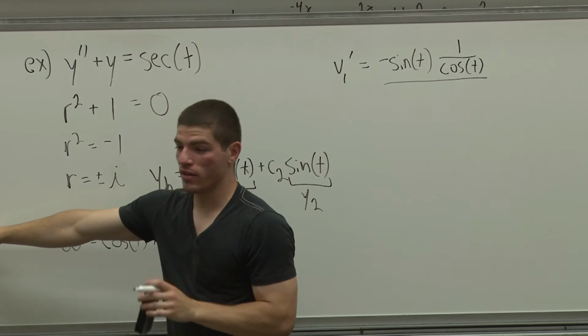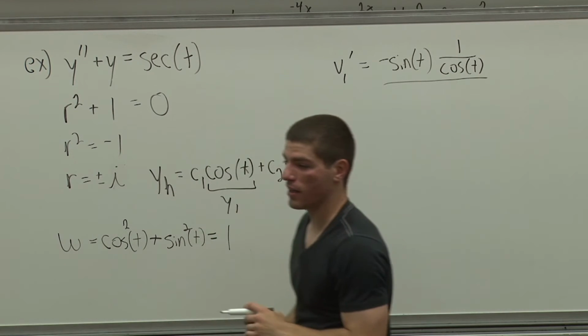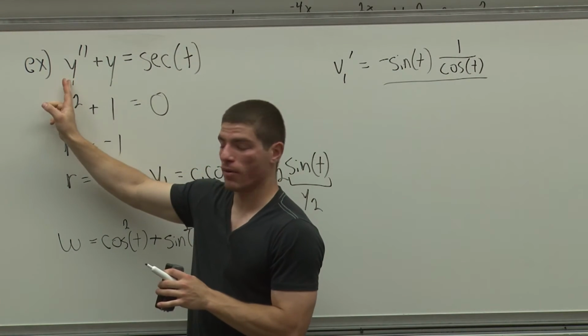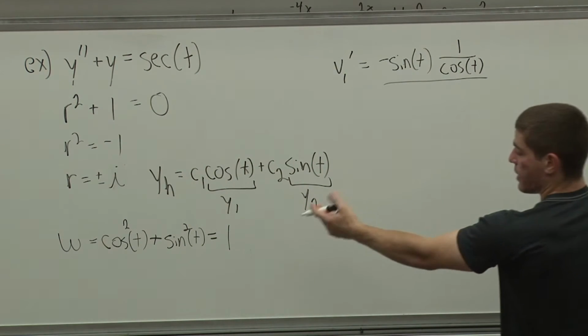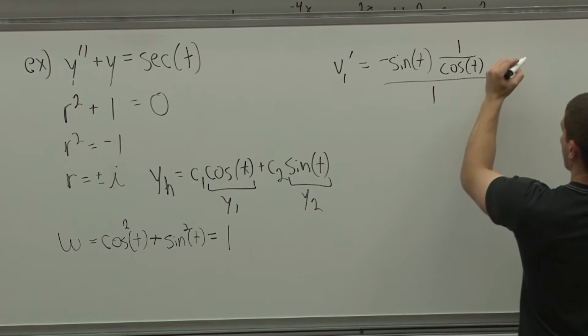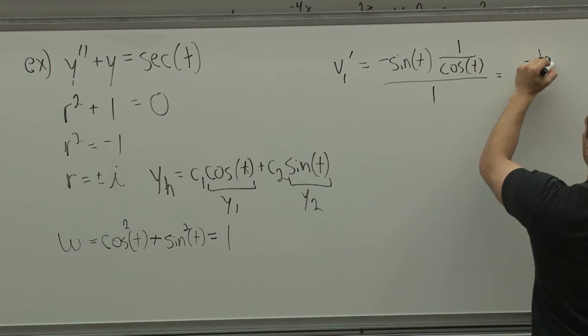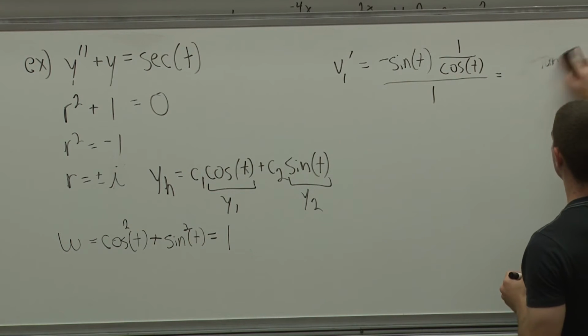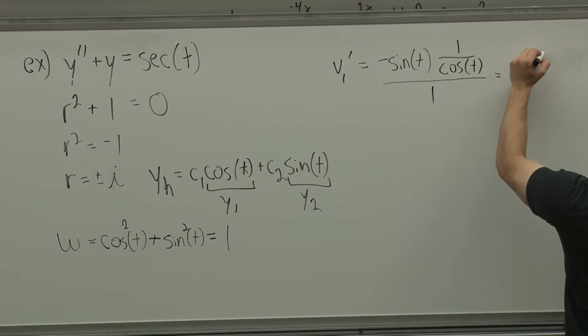Now on the denominator, we have a times the Wronskian. Our a is whatever is the coefficient of our y double prime, which is going to be 1. And our Wronskian, as we just found, is going to be 1 as well. So we have 1. So now this is going to equal negative tangent of x. For integrating's sake, let's leave it as this.